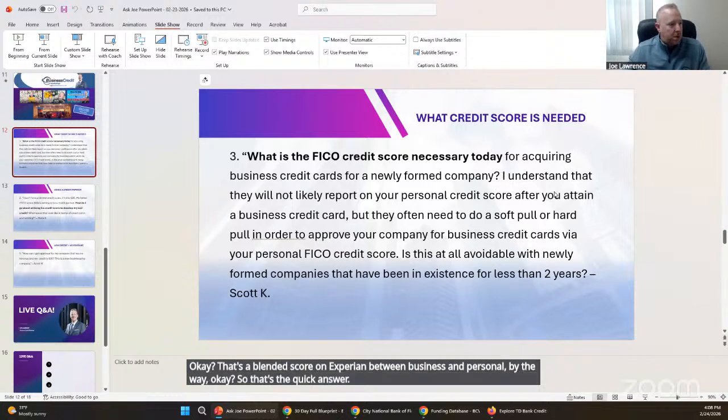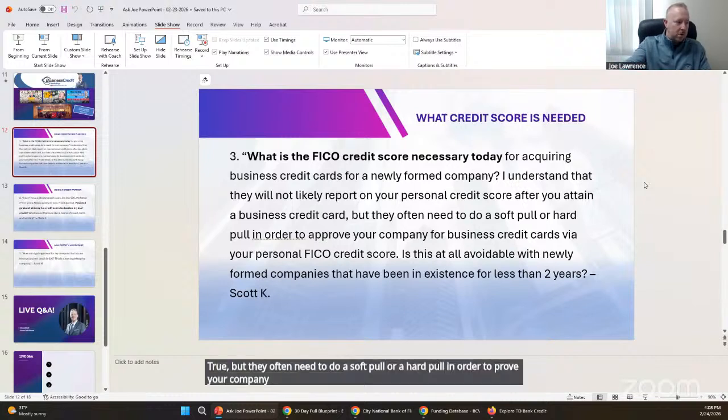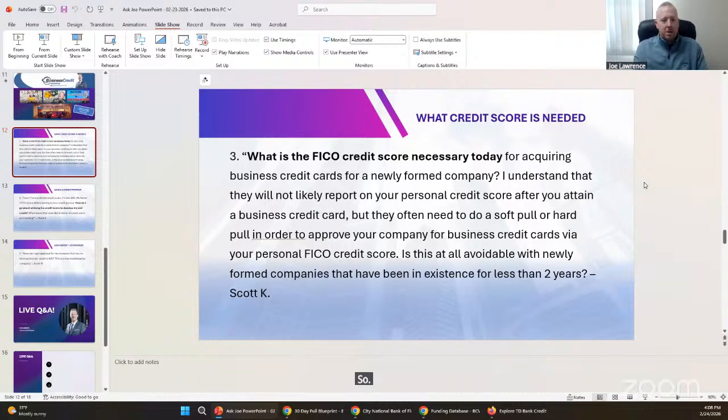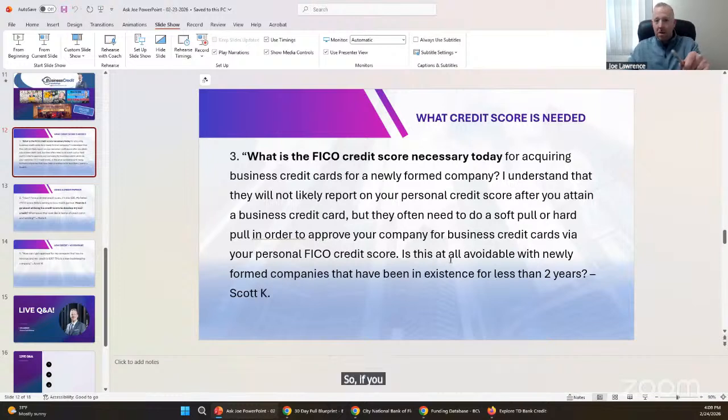But let's go a little bit deeper on your question. So I understand that they will not likely report on your personal credit score after you obtain the business credit card. That is true. But they often need to do a soft pull or hard pull in order to approve your company. Yes, that's also true. And then your question is, is that avoidable? And the answer is not really. They're going to do a soft pull or a hard pull. So it's just going to happen. You're doing unsecured, no doc, business line of credit, business credit. They're going to check your credit or your credit partner's. So it could be a credit partner.